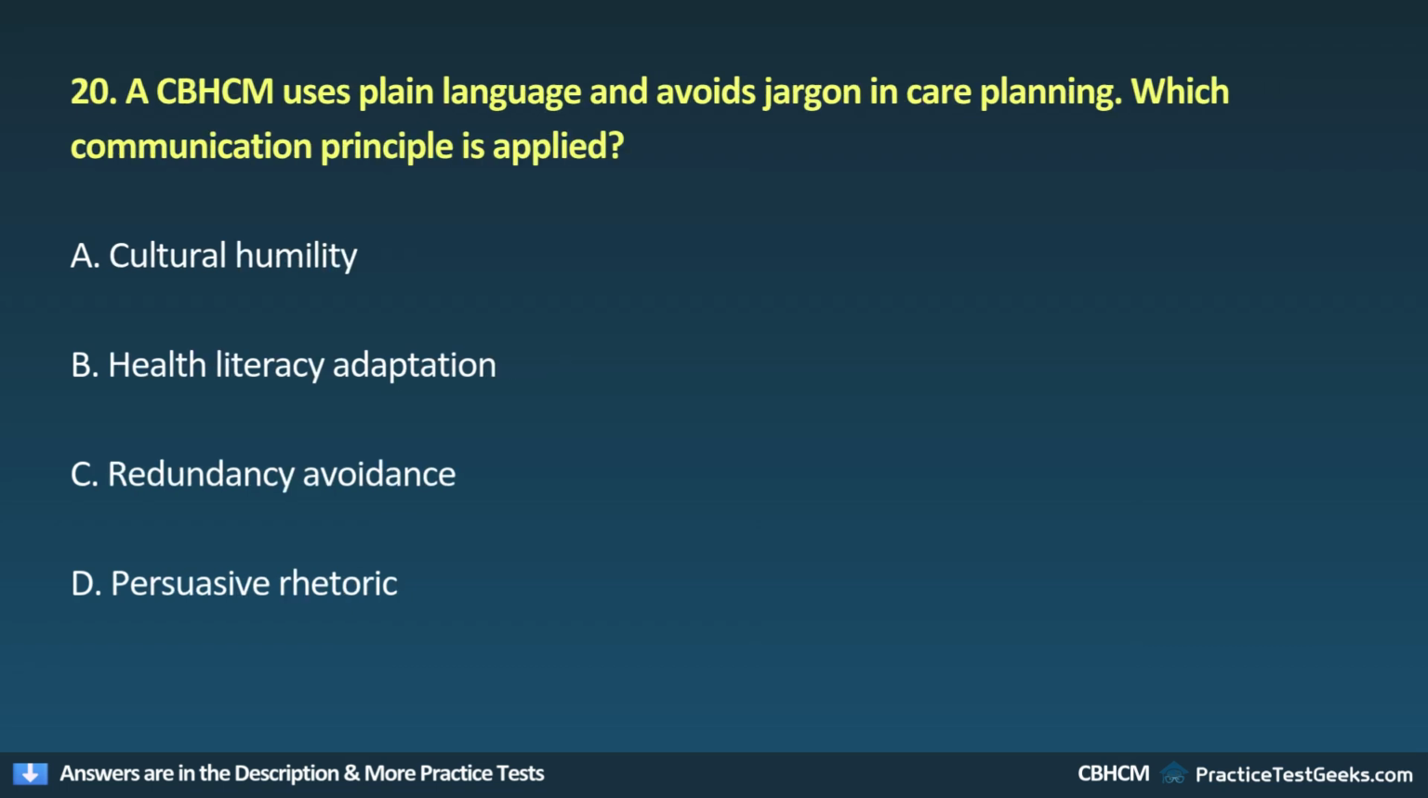20. A CBHCM uses plain language and avoids jargon in care planning. Which communication principle is applied? A. Cultural humility. B. Health literacy adaptation. C. Redundancy avoidance. D. Persuasive rhetoric.